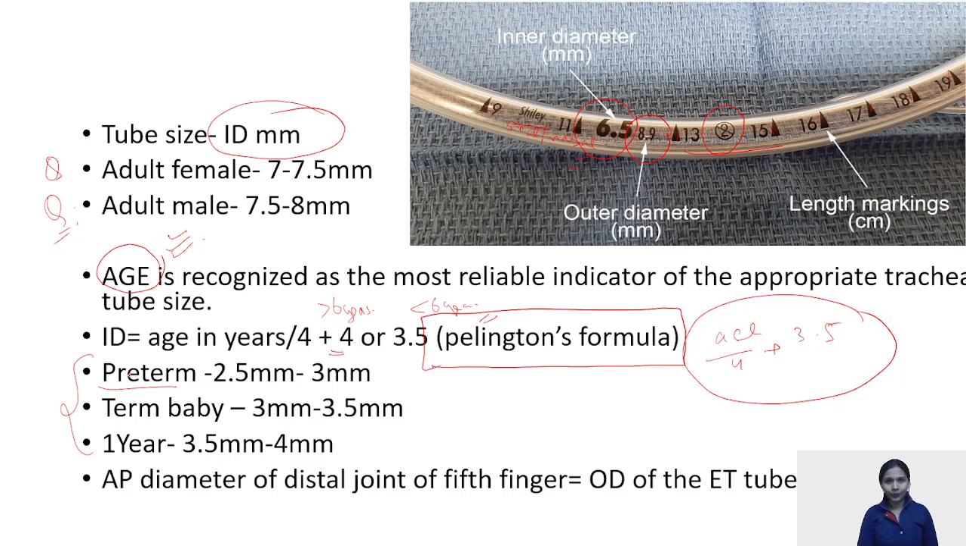One other surrogate marker for the tube size is the anteroposterior diameter of the distal phalanx of the fifth finger, generally used in pediatric cases. It helps in calculation of the outer diameter of the ET tube. This is what is asked. I know these are the tricky questions which come in NEET PG or INI-CET. The outer diameter of the ET tube, the surrogate marker for the same is the anteroposterior diameter of the distal phalanx of the fifth finger, generally used in pediatric cases.